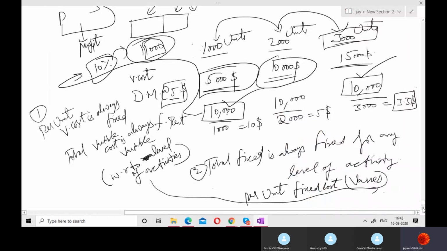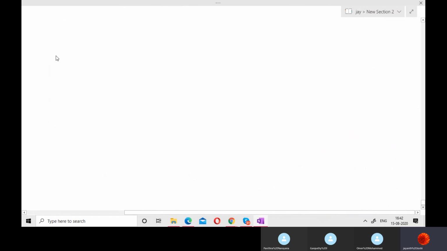Your doubt is a different thing here. You are speaking about the semi-variable thing. There are three things here: fixed, variable, semi-variable. I'll give you two examples regarding salary also.